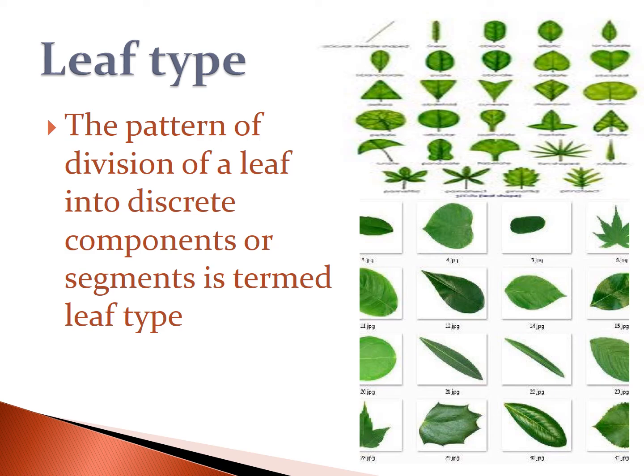Now we are going to see about leaf type. The pattern of division of a leaf into discrete components or segments is termed leaf type. This leaf type is also very important, because according to leaf type we arrange plants in taxonomy. So leaf structure is very important to the arrangement of taxonomy.